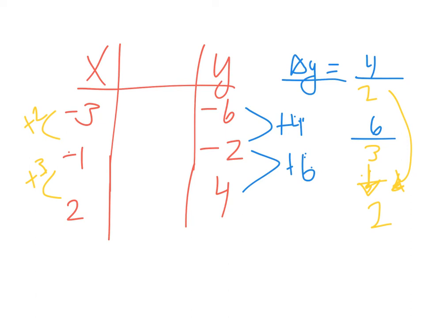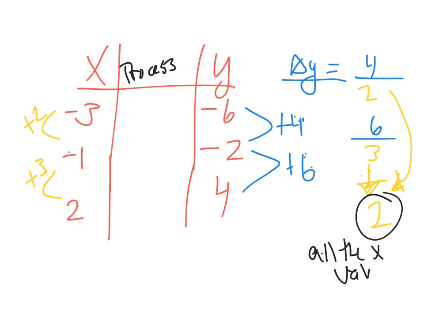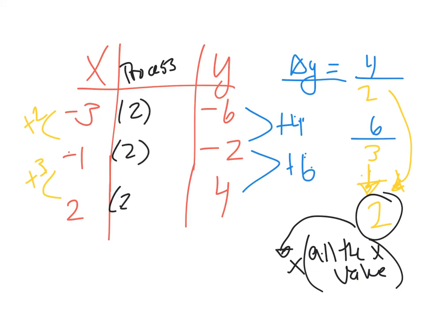So that's step 1. Step 2 is to go look at the process. What I mean by that is we're going to take the slope and multiply it by all the x values in the table. So let's plug in a 2 here, a 2 here, a 2 here. So negative 3 times 2 is negative 6. Negative 1 times 2 is negative 2. 2 times 2 is 4.